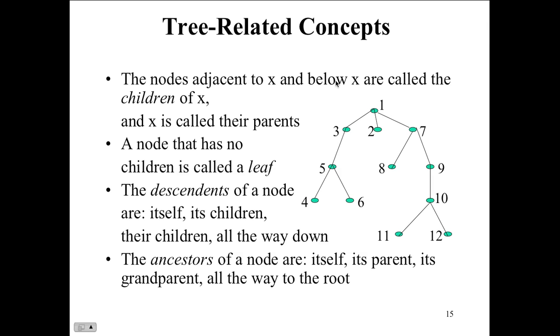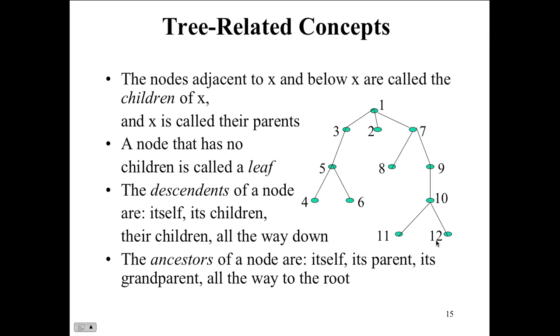So here's some more tree-related concepts. The nodes that are adjacent to X and below X are called children. So these are child nodes. And this is the parent node. And so every child node refers to parent nodes, and parents can be children as well. So the node that has no children, down here on the bottom, is considered a leaf.